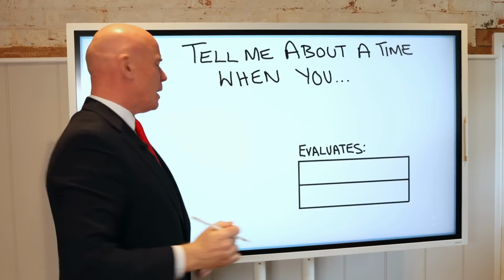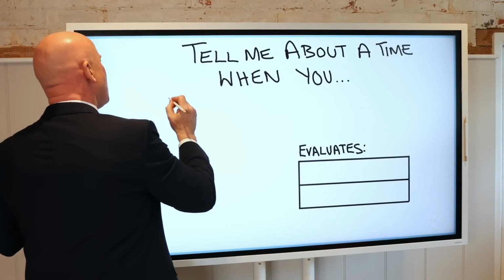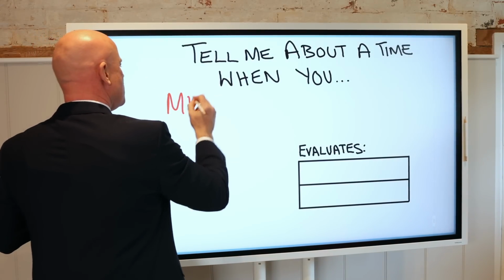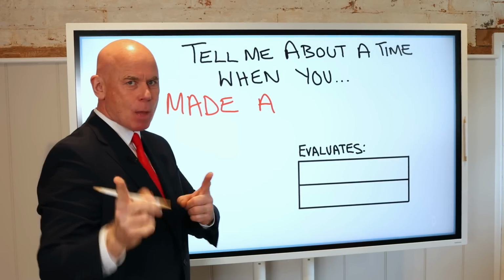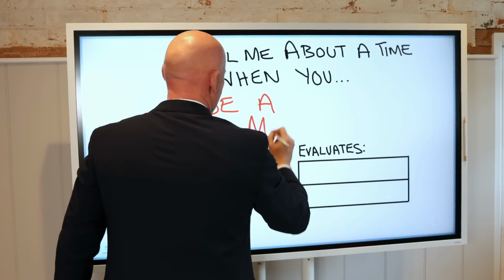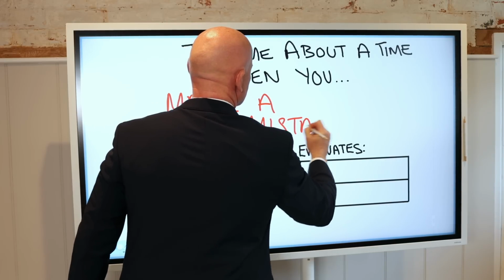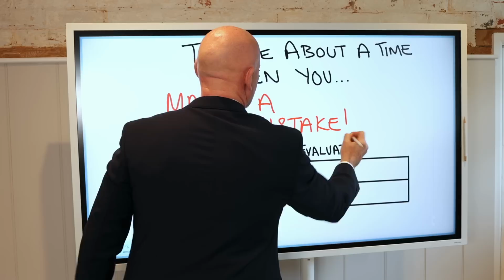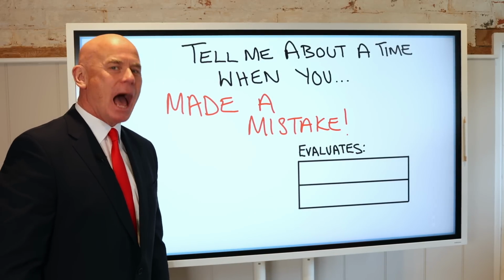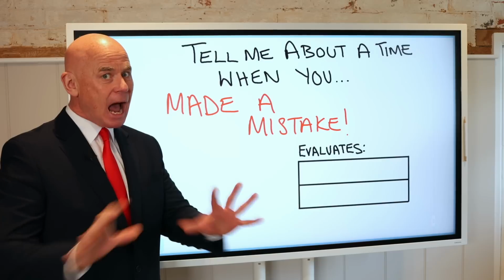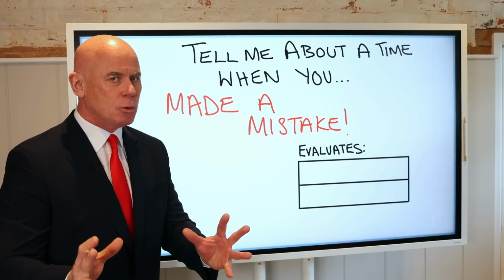Behavioural interview question number 4 is, tell me about a time when you made a mistake. Now, the majority of candidates respond to this question by saying, I have never made a mistake because I am a perfectionist. That is not the way to answer this question.